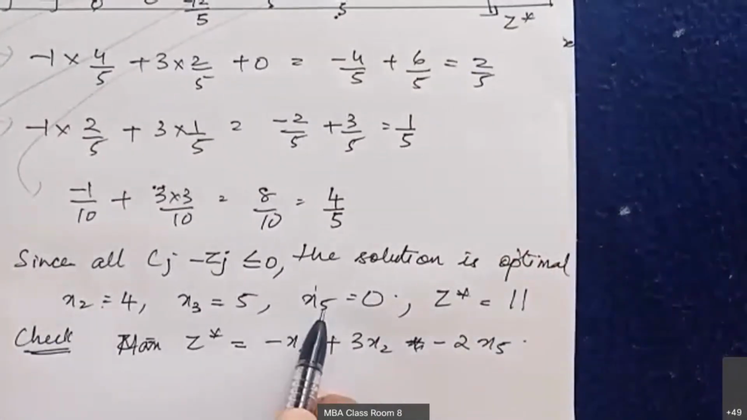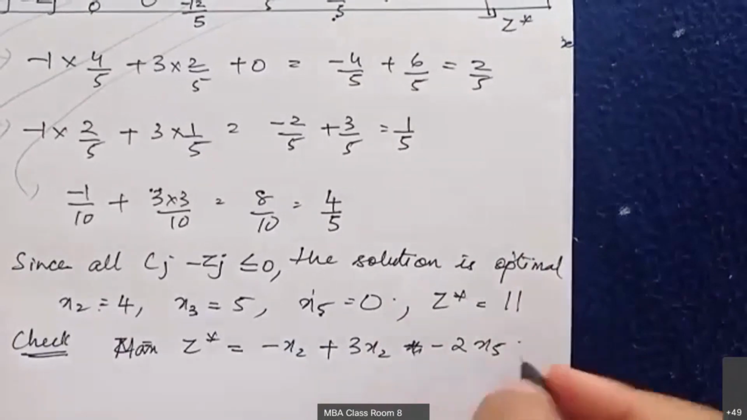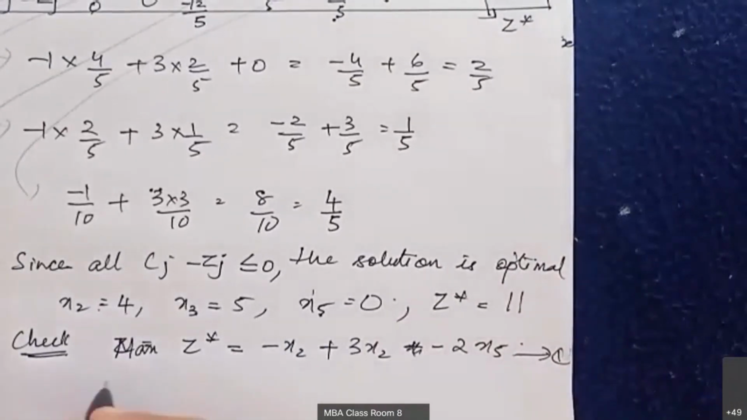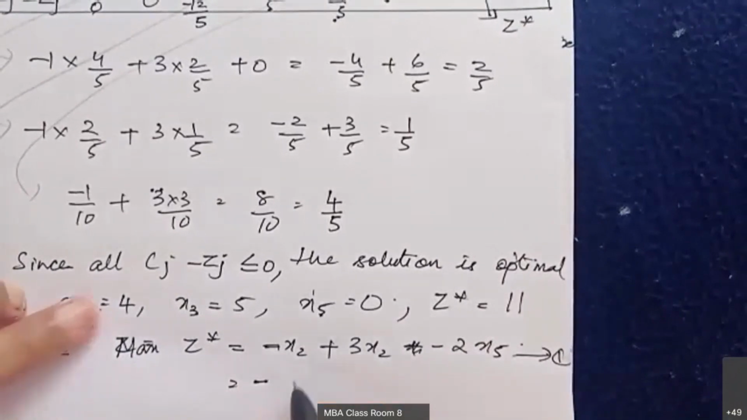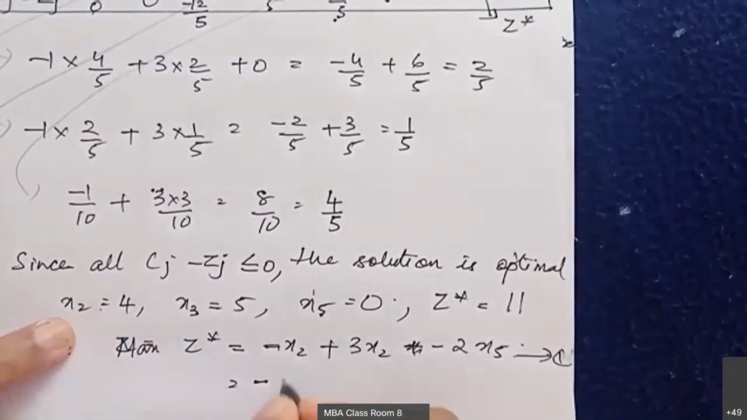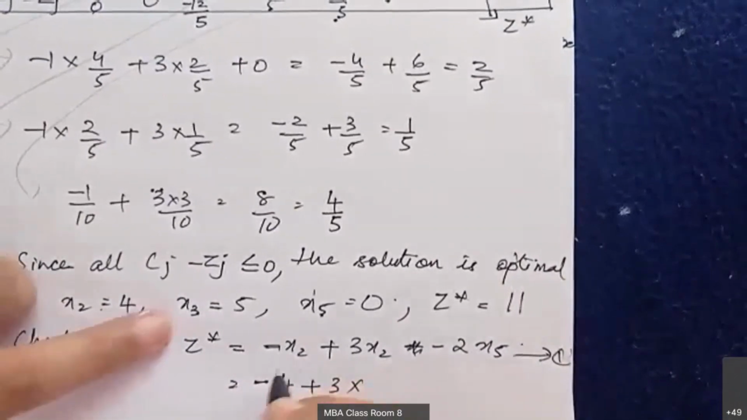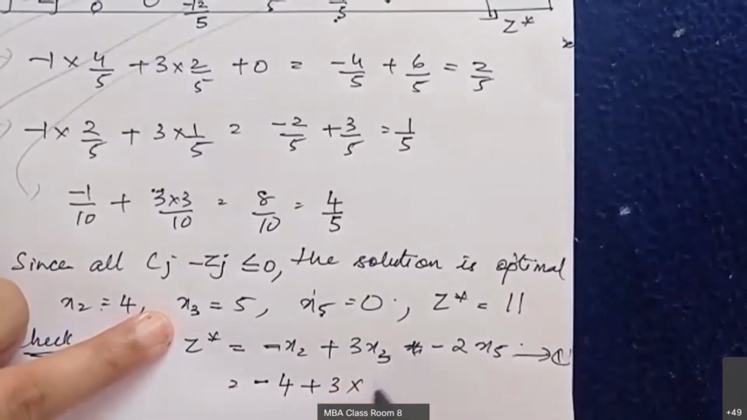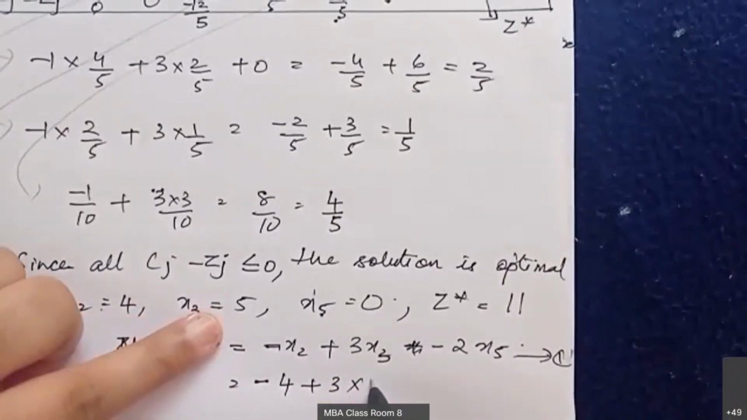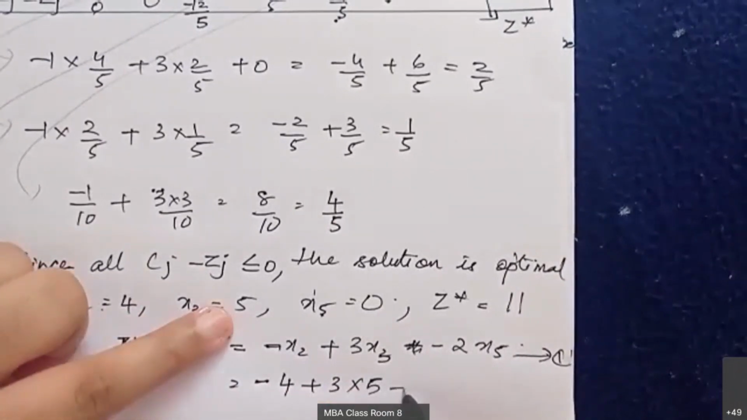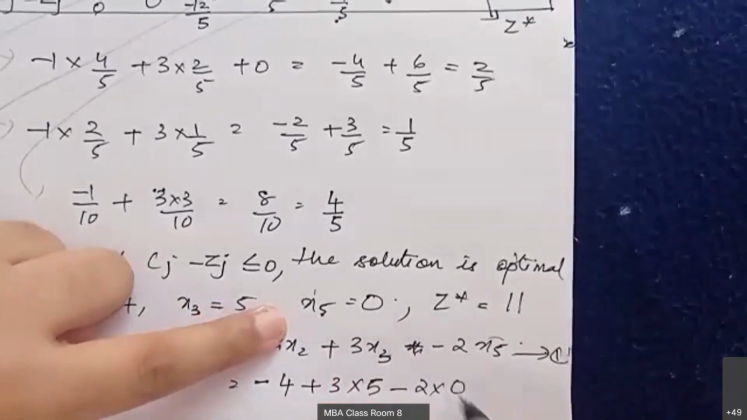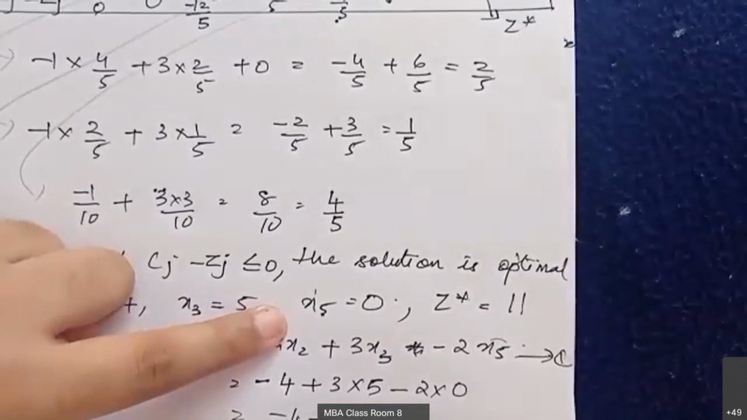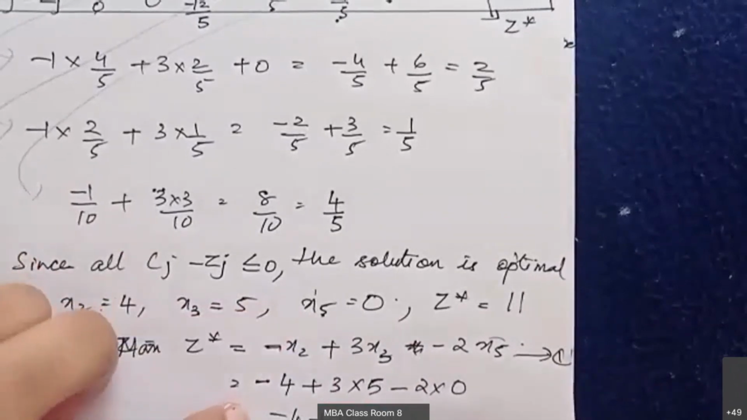Substitute the values of x2, x3 and x5 in this equation. This is equation number 1. We have negative x2, x2's value is 4, so minus 4, plus 3 into x3, which is 5, minus 2 into x5, and x5 is 0. Which is equal to minus 4 plus 15, which is 11.